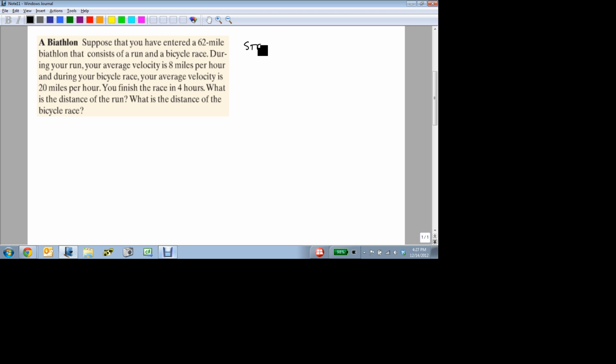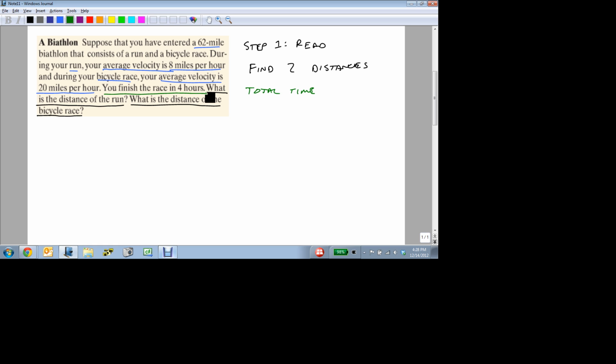So again, step 1. Let's read it and find the question. The question is, what is the distance of the run, and what is the distance of the bicycle race? So we're going to have to find two distances. So let's also identify what we know and what we don't know. We have an average velocity of 8 for the run and an average velocity of 20 miles per hour for the bicycle race. We also know our total distance is 62 miles, and this is key, our total time is 4 hours. So here's what we know.